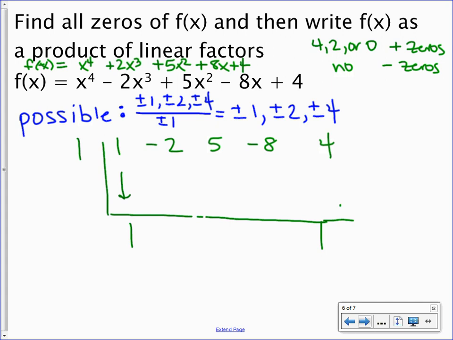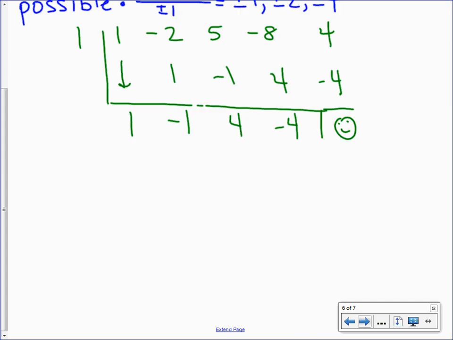Let's see. 1. Yay! 1 is a 0. Okay. That 3rd degree polynomial sure does look nice, doesn't it? Let's write it out. X cubed minus x squared plus 4x minus 4.